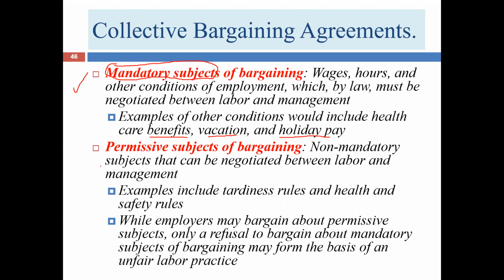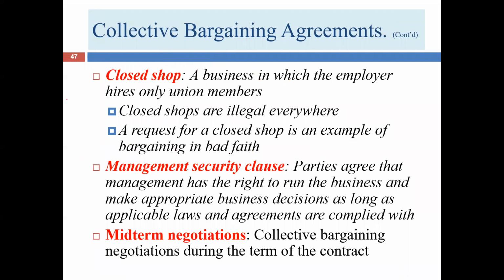Permissive subjects of bargaining are things that neither side has to agree to negotiate over. They can, but they don't have to. An example of that would be various workplace rules, health and safety rules. We already talked about closed shop. These are illegal everywhere. When I say illegal everywhere, I mean illegal everywhere in the US. There are other countries that have this.